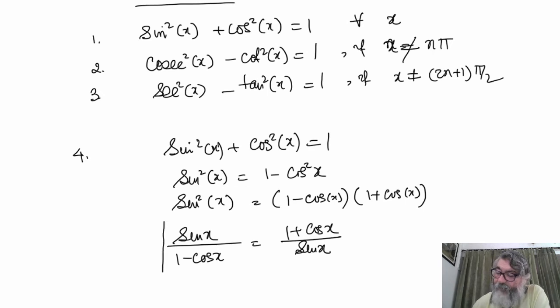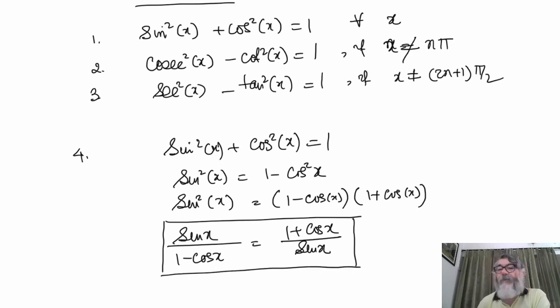Please understand, this is the same equation written in different form. So wherever we see sin x upon 1 minus cos x, we understand that somewhere 1 plus cos x upon sin x is also there. Or I can write that sin x upon 1 minus cos x can also be written as 1 plus cos x upon sin x. Or 1 plus cos x upon sin x can always be written as sin x upon 1 minus cos x.